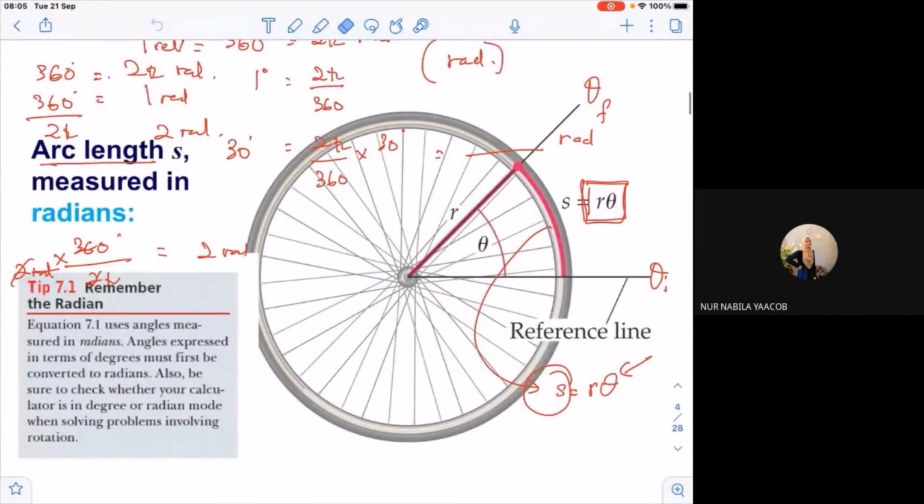Right, okay. So the arc length is the panjang lengkok. Arc length is measured in radians. S equals r theta, in which r is the radius, while theta is the angular position. What is angular position? Angle in terms of position, position in terms of angle.